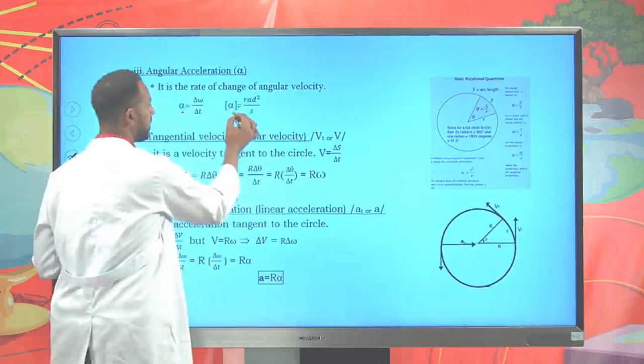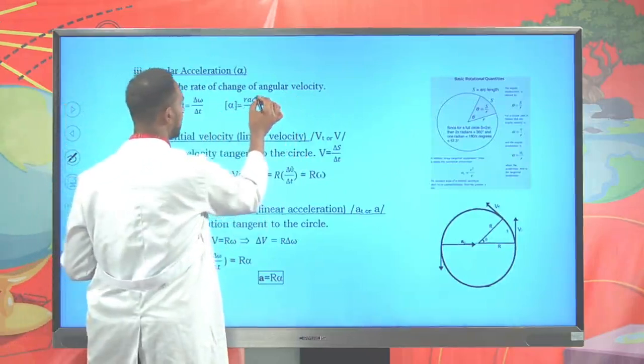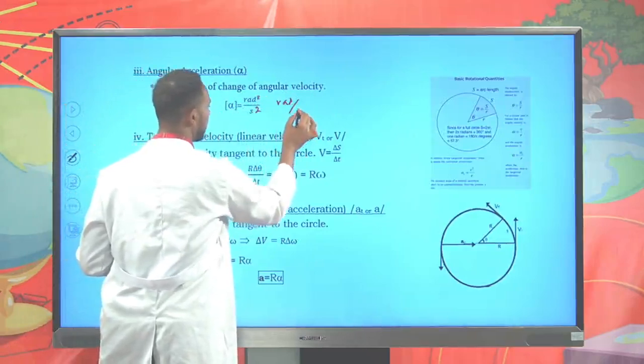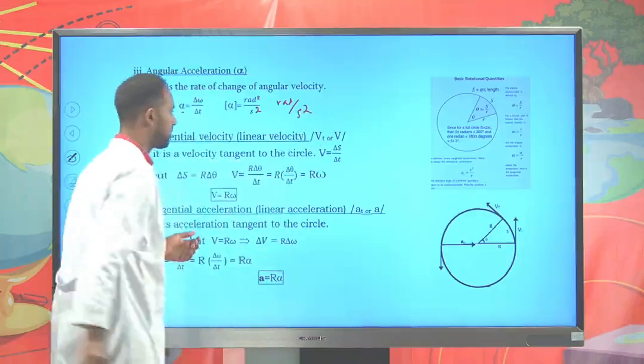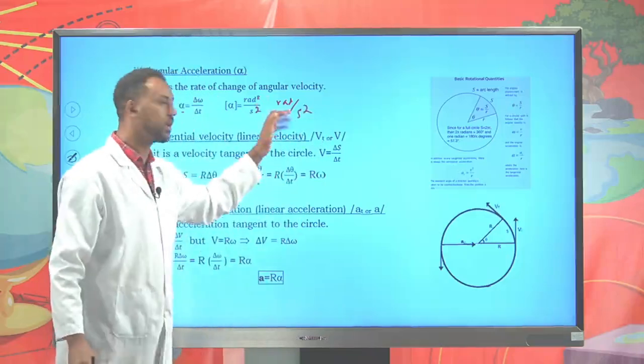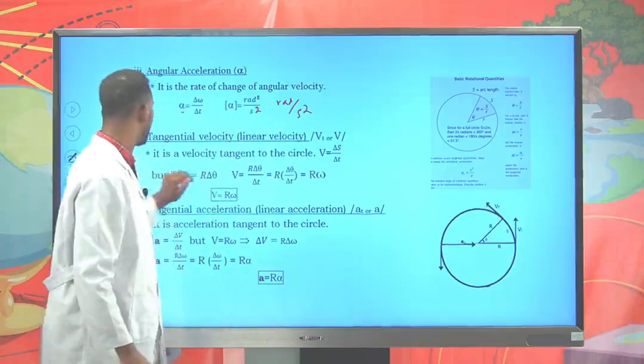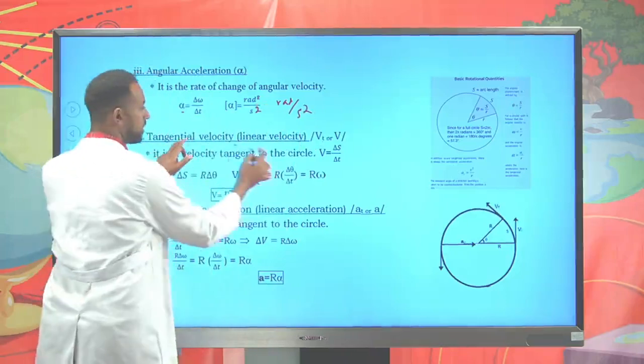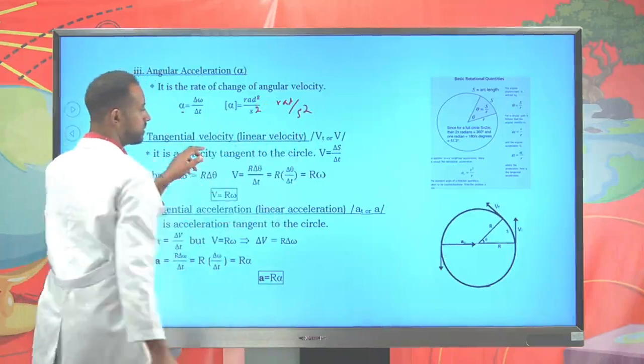Angular acceleration, and the unit of angular acceleration is rad per second squared. Okay, this is the SI, or standard unit of angular acceleration. Now let's see about tangential velocity, or we call it a linear velocity.